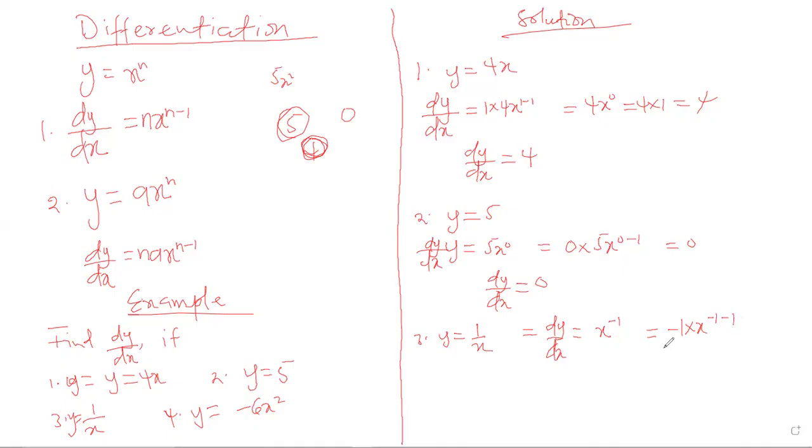Then we get this. So now we can have negative 1 times x, which is equal to minus x exponent minus 2. Do you get it? But when this is the answer, we don't leave the answer like this. You change it into a fraction form. So we say dy/dx is equal to negative, that is the negative over here, 1 over x squared. Simple, you are done.